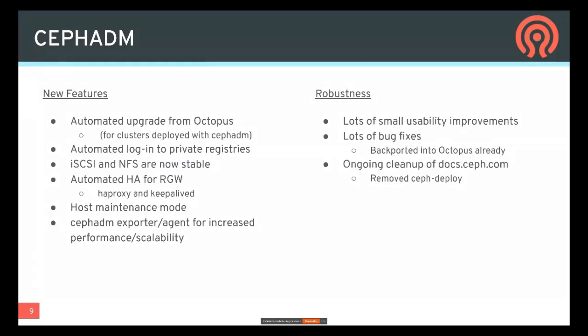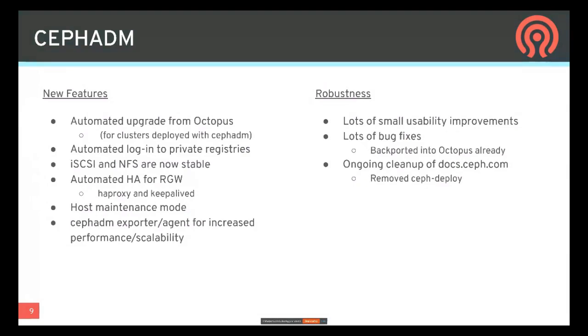It's a single command, and it'll upgrade the whole cluster and take care of all the details in a completely hands-off fashion. cephadm can now authenticate with private registries, or even Docker Hub, I guess, if you want to get around the rate limits. The iSCSI and NFS gateways are now stable. cephadm knows how to deploy automated HA for RGW, so HAProxy and Keepalived. And there are some details behind the scenes too.